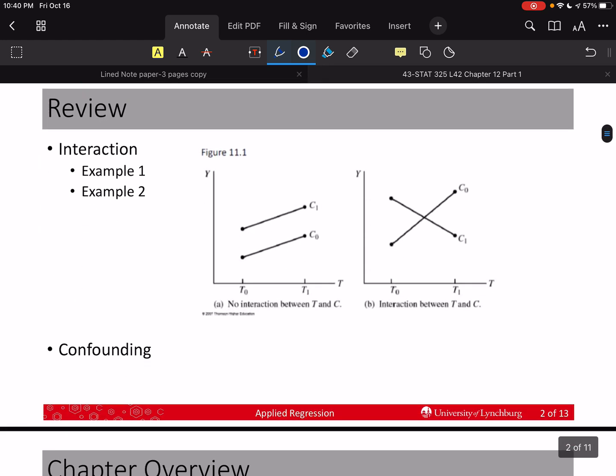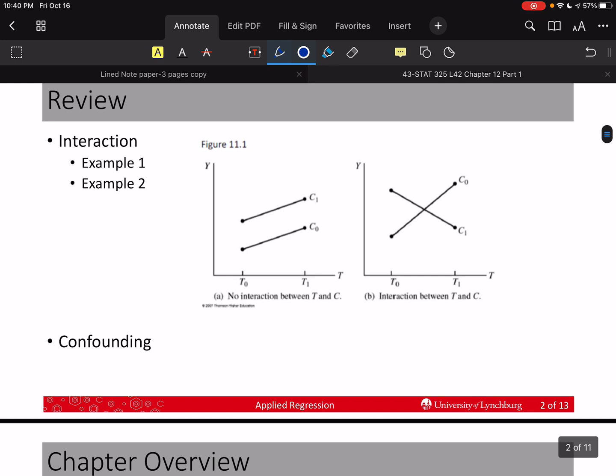And last time we talked about interaction, and then we talked about something called confounding. And confounding, again, is when the inclusion of a variable, say a control variable, drastically changes the estimate of the slope of another variable when it's included versus when it's not included, even if that control variable is not considered significant. So that would be a case of confounding.